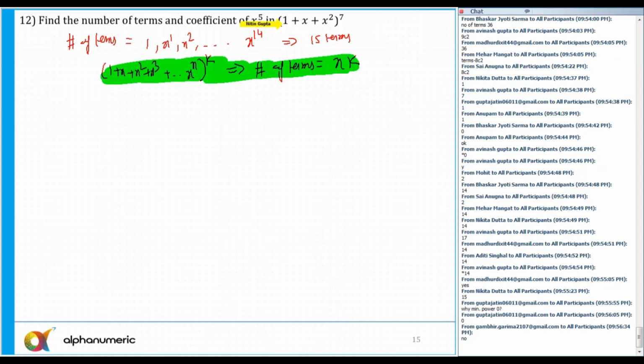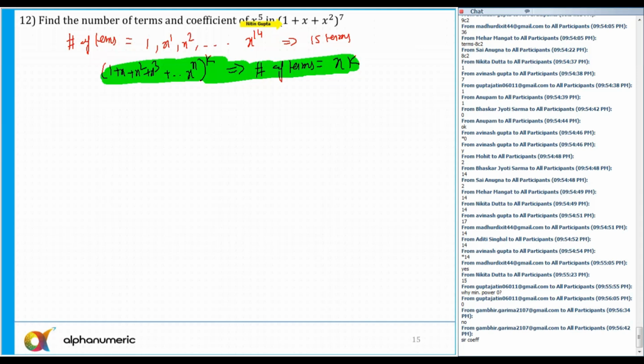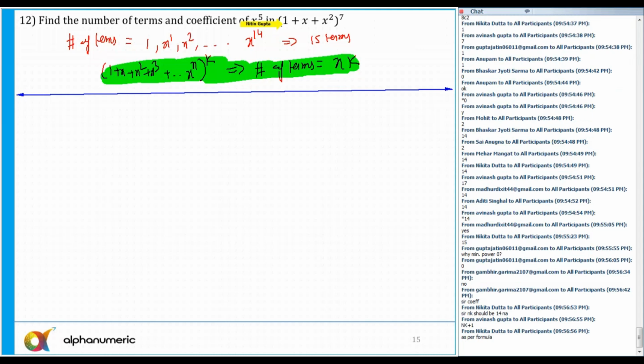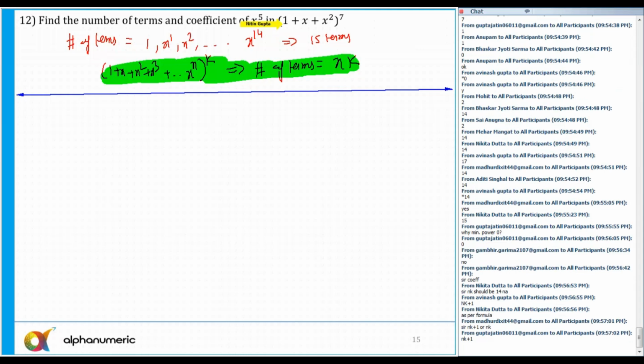Here also I need to find out the coefficient of x raised to power 5. Yes or no? We also need to find out the coefficient of x raised to power 5. Same logic here, whatever we have done. So there are 7 brackets, so we need to look for a combination. The number of terms is n into k plus 1. You can add 1 also. All right. So n into k plus 1.